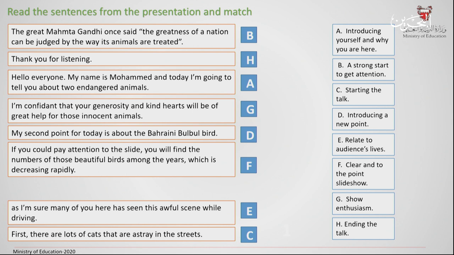And the next one, I'm sure many of you here have seen this awful scene while driving. And what is this? We said E. What is E? Relate to audiences' lives. Here we relate to the audiences' lives.